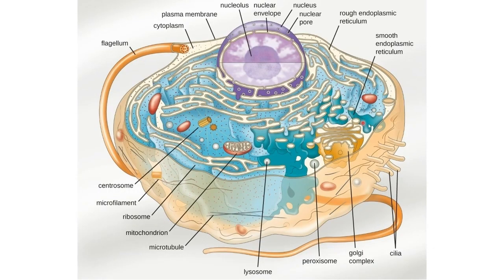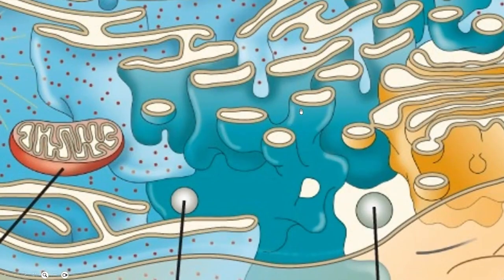This is your smooth endoplasmic reticulum. Notice all these little tubules right here. But unlike these tubules right here, they don't have these little dots on there. They're not as rough in their appearance. You see it's nice and smooth, right? This is smooth endoplasmic reticulum. This one's the rough endoplasmic reticulum.